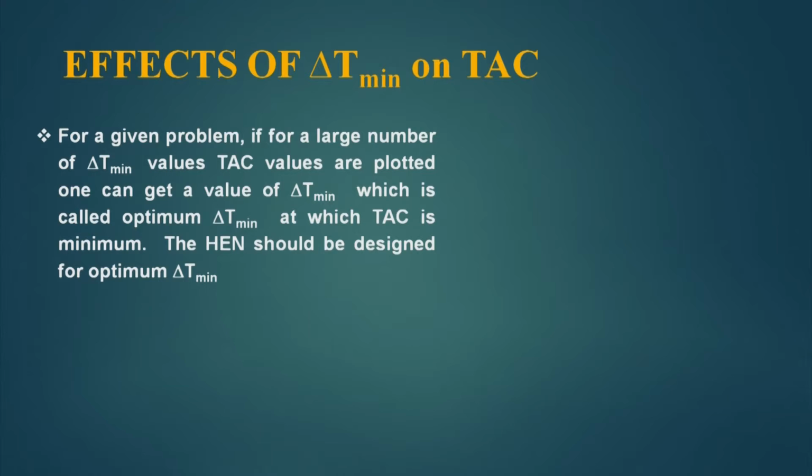Now, what are the effects of delta T minimum on TAC? For a given problem, if for a large number of delta T minimum values, TAC values are plotted, one can get a value of delta T minimum which is called optimum delta T minimum, at which the TAC is minimum. The HEN should be designed for the optimum minimum value. So, if I am able to find the optimum delta T minimum value, and operate my heat exchanger network at this value, then the TAC of that heat exchanger network will be minimum.